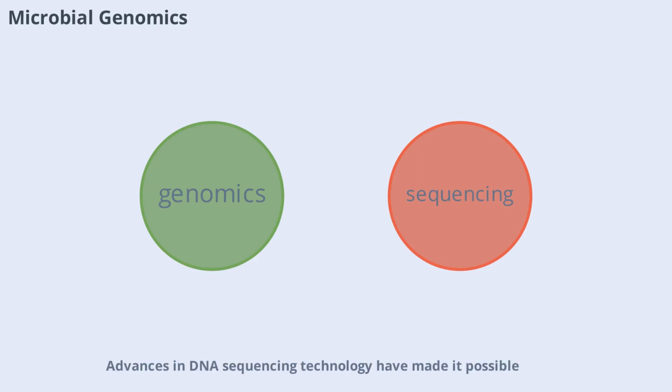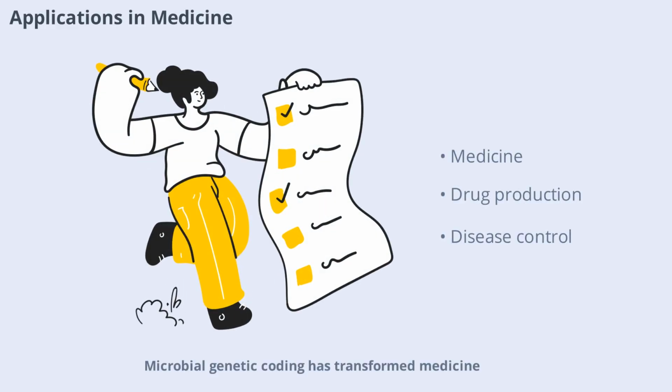Microbial genomics is the study of the entire genetic material of microbes. Advances in DNA sequencing technology have made it possible to read and analyze microbial genomes quickly and affordably. This field has revealed the incredible diversity and adaptability of microbes, uncovering new genes, pathways, and potential applications in health, agriculture, and industry.